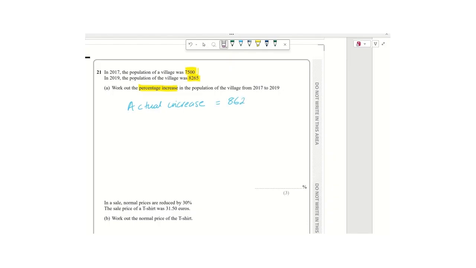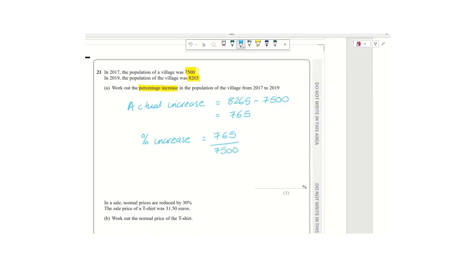I need to write those numbers properly. So 8,265 take away 7,500. So that is going to give me 765. That's how many extra people have gone and lived in that village. So the percentage increase is whatever the actual increase is divided by the original number of people.